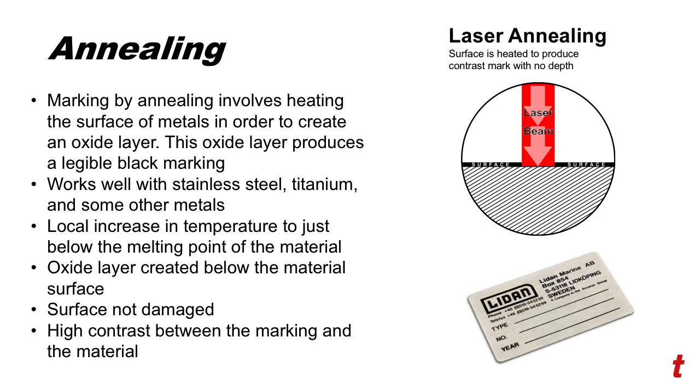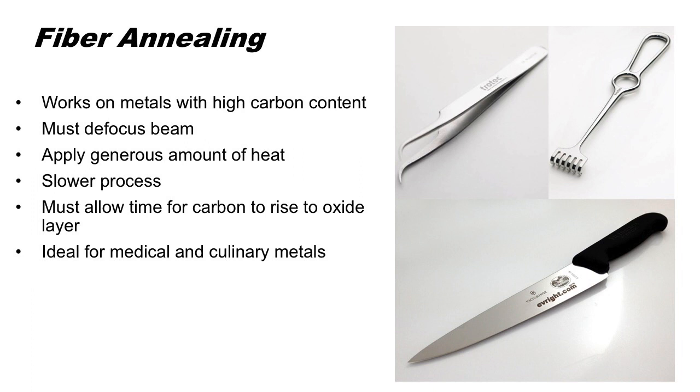A local increase in temperature to just below the melting point of the material is required in order to achieve an annealing process. The oxide layer is created just below the material surface. However, that surface is not damaged. It produces an extremely high contrast between the marking and the material. Fiber annealing works on metals with high carbon content.